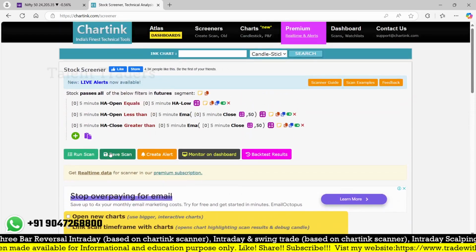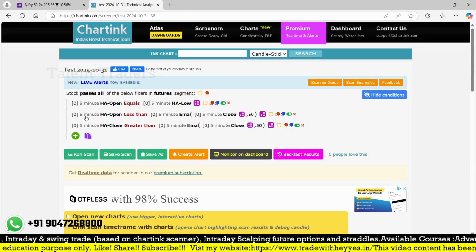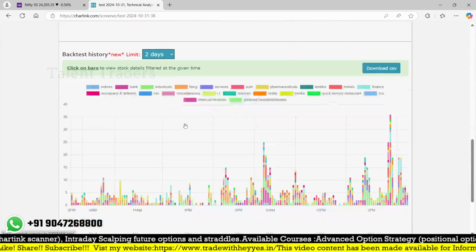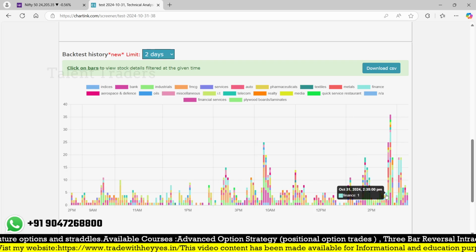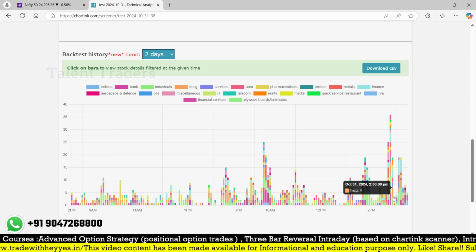So let me save the scanner. It will be added in the premium group, and if you want to follow the steps to create it also, because I'm not using any custom indicator here, it is a simple indicator. We find many stocks here in the scanner, but trying to trade based on so many signals which are generated is very difficult.